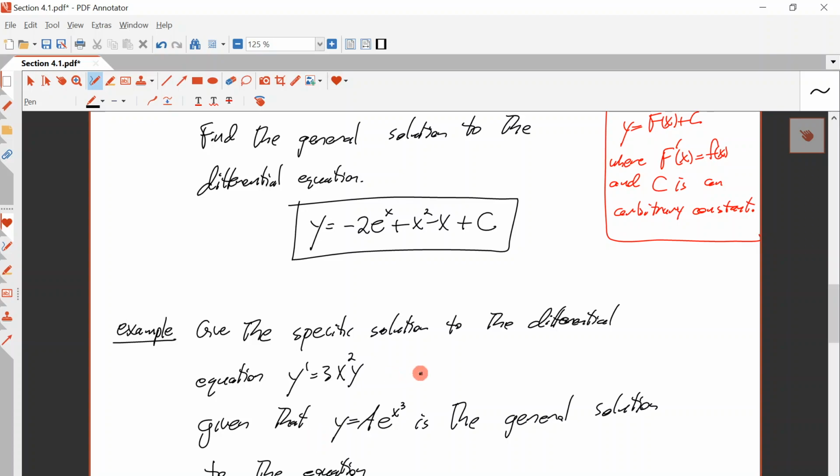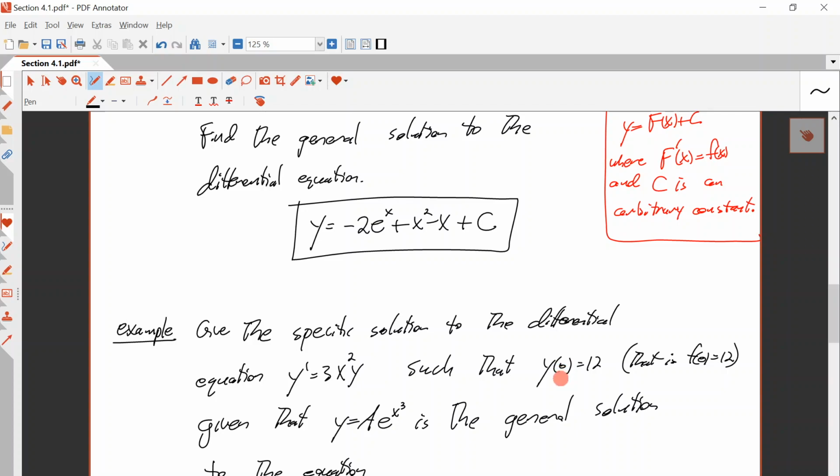Such that y of 0 is equal to 12. Think of that as f of 0 is equal to 12. But usually we don't refer to the function that is a solution to the equation. We just write it in these terms. Okay, so give the specific solution to this differential equation, y prime equal to 3x squared y, such that y of 0 is equal to 12.